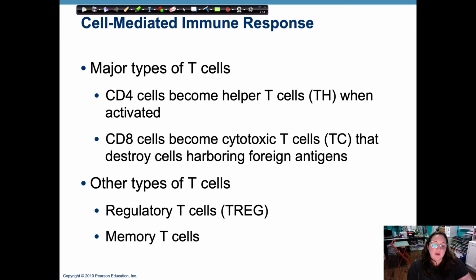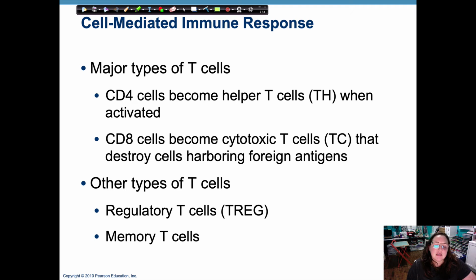CD8 cells, when they are activated, become cytotoxic T cells, which are really good at destroying antigens. CD4 cells never destroy anything. All their job is to activate other cells to do their job. T helper cells don't sound like they play a big role, but they do. If you don't have a T helper cell, you don't have an immune response. So T helper cells are vital, but they're not the ones actually doing the killing.